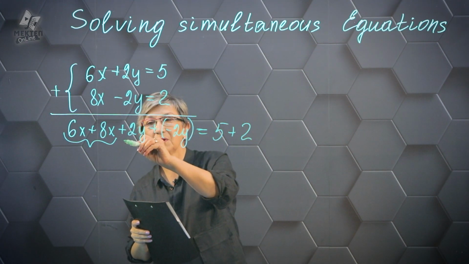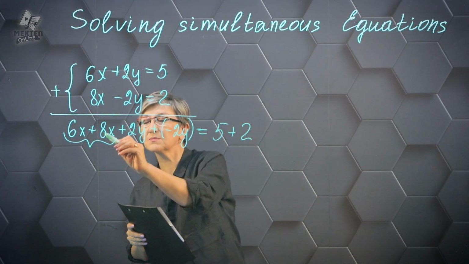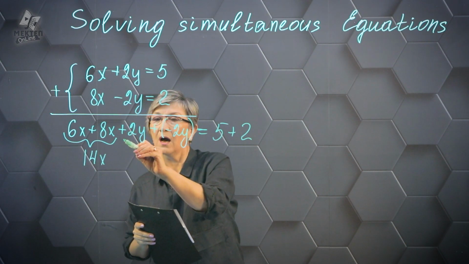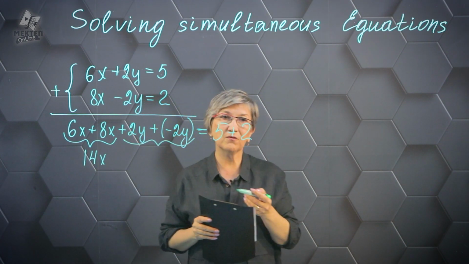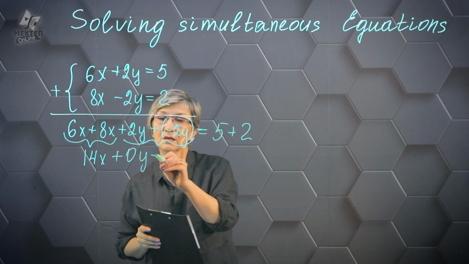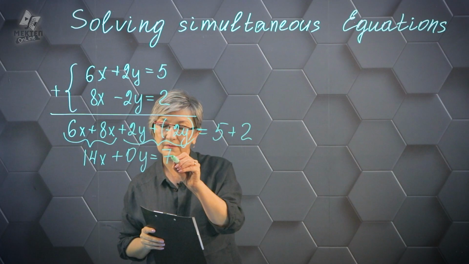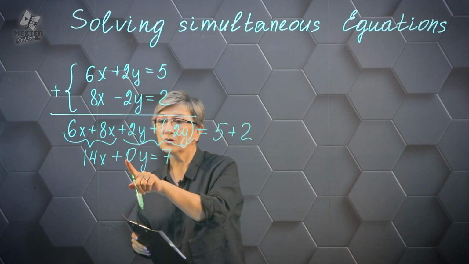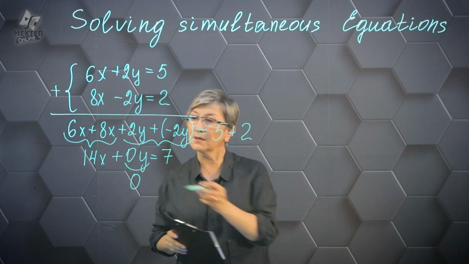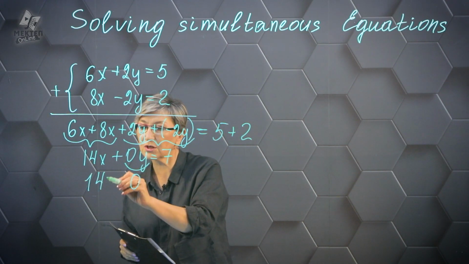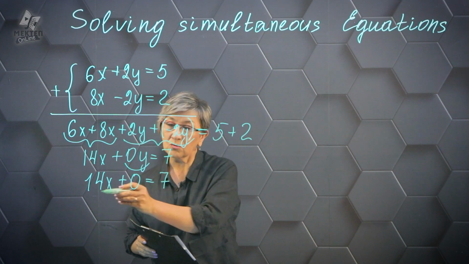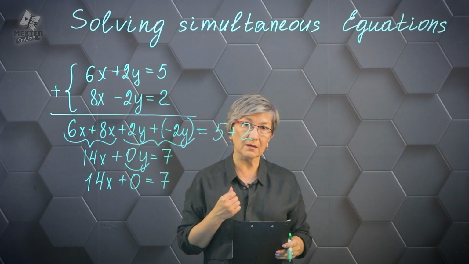If I add 6x and 8x, that's 14x. And to 2y I add minus 2y. But that's 0y, and the right side is 7. And then 0 times y gives me 0. The result is 14x plus 0 equals 7. But that's an equation with one variable.